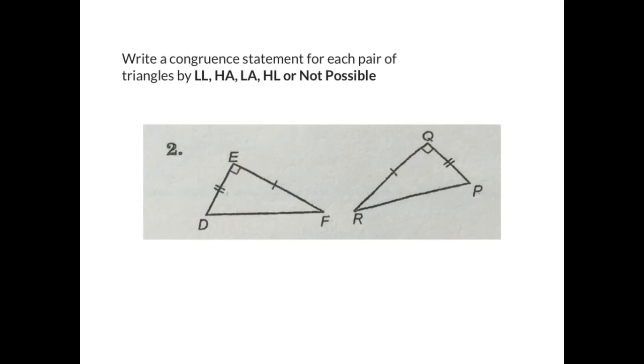So that's going to shorten my requirements. I only need two things to match. And in this case, I have the legs that are matching. So I have a leg, a leg, a leg, a leg. I'm using these letters for a reason, to show you that they're matching, that LL right there. So we're going to say that triangle, I'll start with the right angle here, EFD.